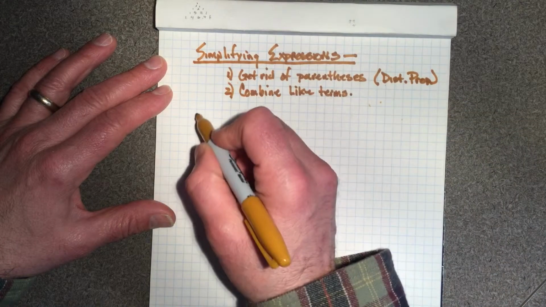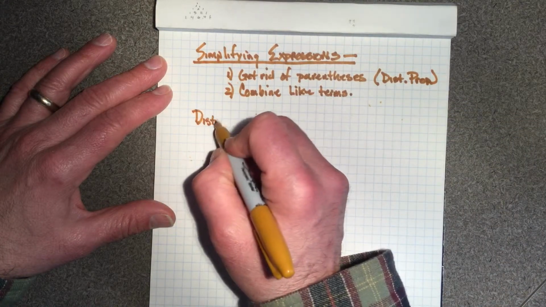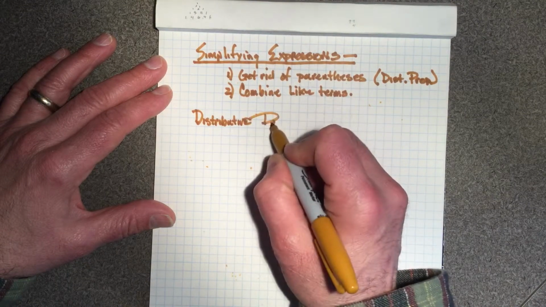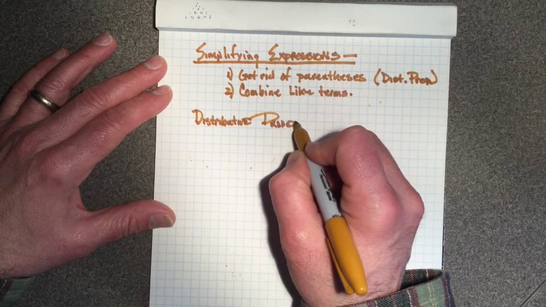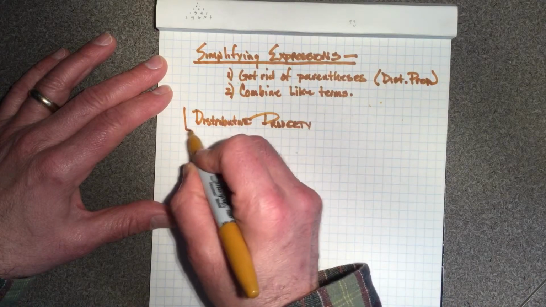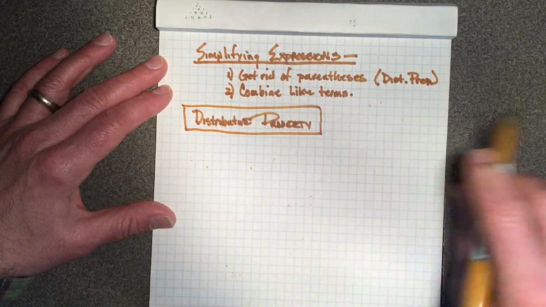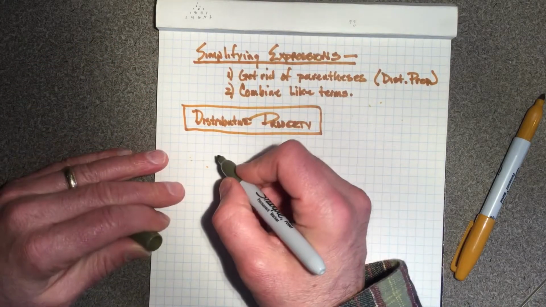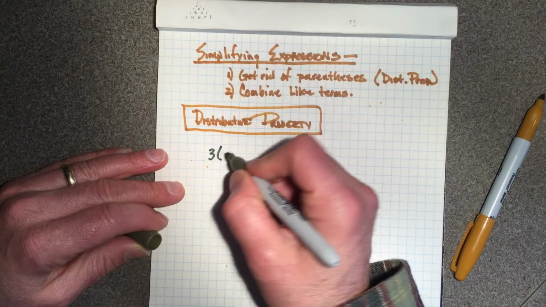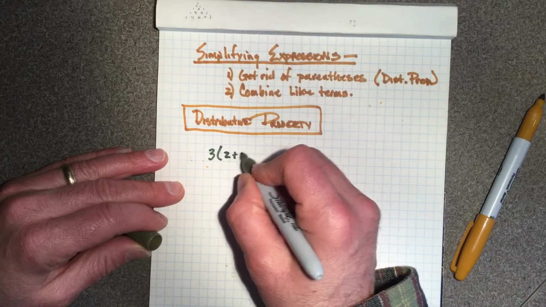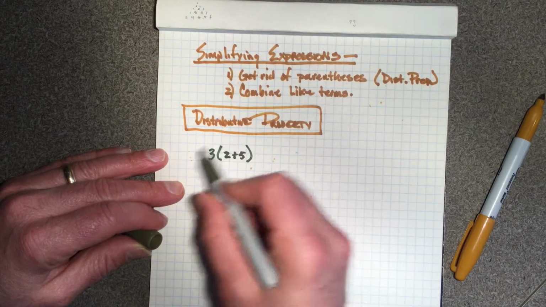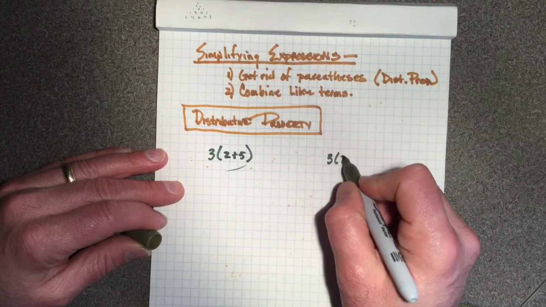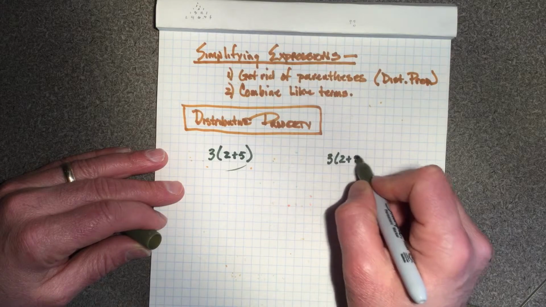So the first thing I want to do is review the distributive property. Let's start with a very simple problem: 3 times (2 plus 5). I'm going to write that problem twice. This is an expression because it has no equal sign. I'm going to do it again over here: 3 times (2 plus 5).